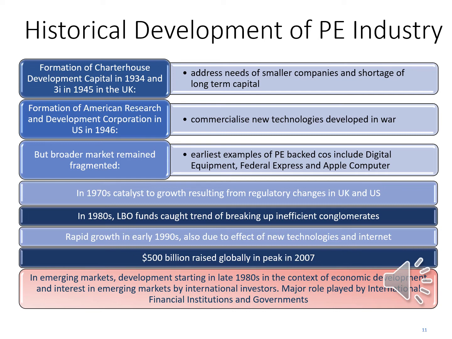Some early examples of private equity companies were Apple, Federal Express, and others, but it really remained something of a cottage industry. And then in the 1970s, it started to develop somewhat. And the big development was in the 1980s, where the so-called leveraged buyout funds started to emerge, the most famous one being obviously KKR. And what happened there is that these funds noticed that a lot of the large American conglomerates were not very well managed, and there was an opportunity to buy them out and break them up.